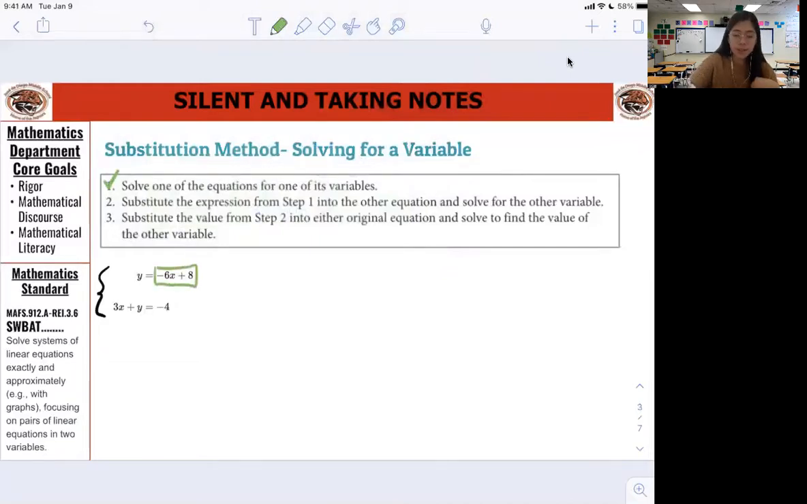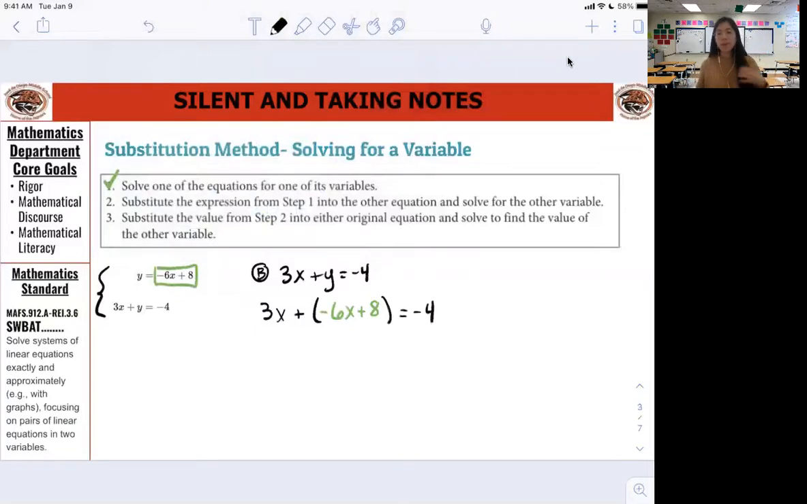I can go ahead and go to step 2, which is to plug that negative 6x plus 8 into equation B. So let me start by writing down equation B. Now what I'm going to do is I'm going to replace the y with negative 6x plus 8. Okay, so essentially what happened is we just skipped step 1 and went straight to step 2. And from there, I'm going to, same as always, solve for my variable, for x.